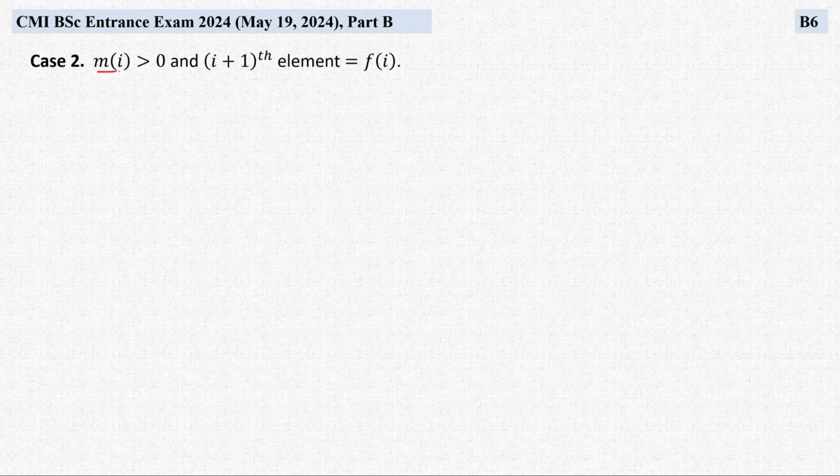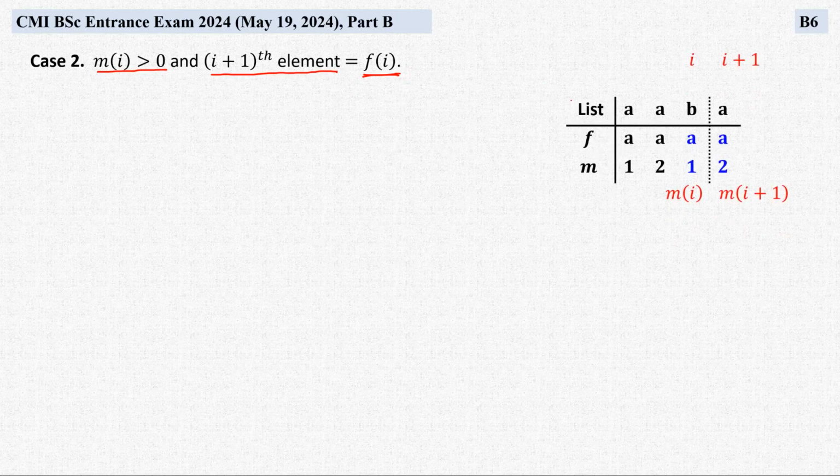Let's move on to case 2, which is when m of i is positive and the i plus 1th element of the list is the same one as f of i. From our very first 15 element example, having 3 elements already and attempting to introduce the 4th element a belongs to this case, as the value of m of i is 1, hence non-zero, and the new element a is the same as the previous element of function f. Here, the previous list can be divided into part A and part B satisfying the given conditions, like this for example.